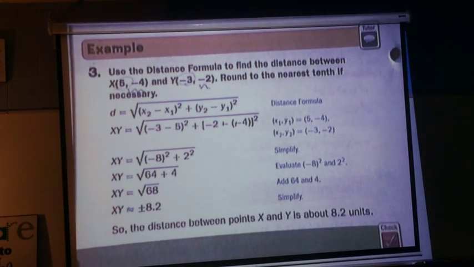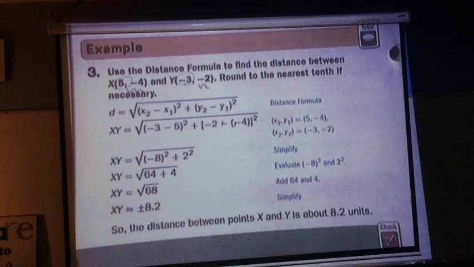For extra practice, go ahead and try the guided practice at the bottom of page 434. Make sure that you put your responses to the Got It problems on Edmodo for this lesson.